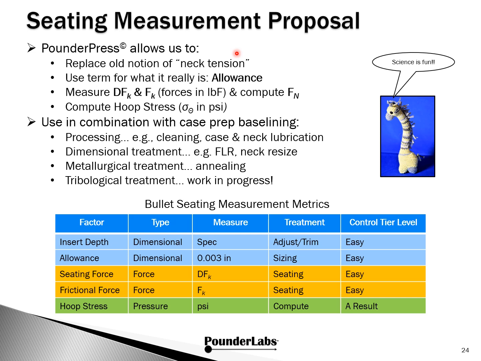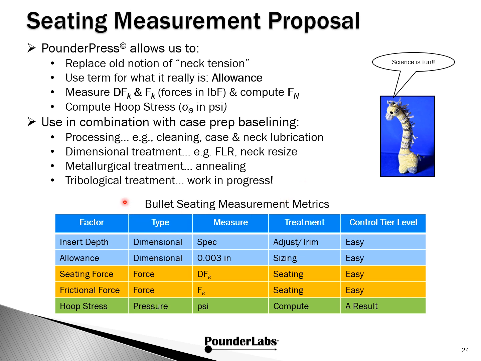Here's our bullet seating proposal. PounderPress allows us to replace the old notion of neck tension with what it really is, allowance. We're able to measure the drift force kinetic and the frictional force and easily compute the normal force, and this lets us easily get a hold of hoop stress. So in combination with case prep baselining, certainly being attentive to processing, cleaning, lubrication, dimensional treatment, resizing, we're very comfortable with that, metallurgical treatment, annealing, and tribological treatment, stay tuned, that's still a work in progress.